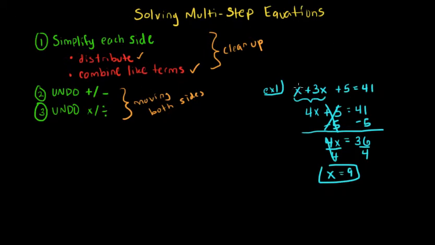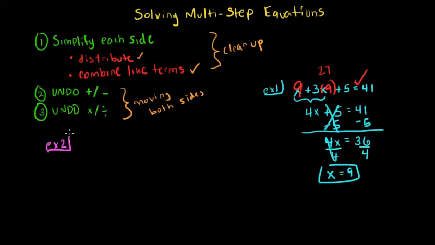And we can check that really, really fast. And please do that. So x is 9, so 9 plus 3 times 9 plus 5. So, okay, well, 9 plus, let's see, 3 times 9 is 27. So 9 plus 27 is 36, plus 5. Hey, that is 41, so we got that right. Let's do example 2. And let's go with magenta this time.